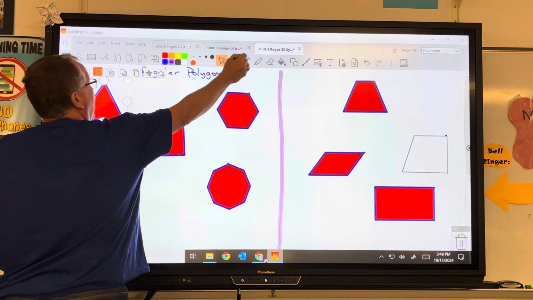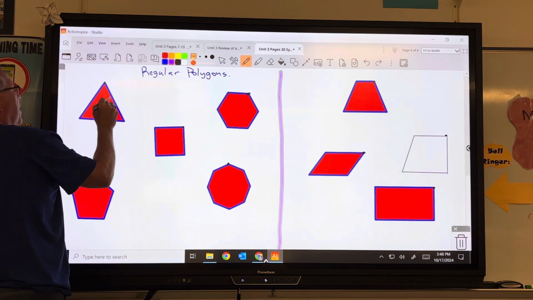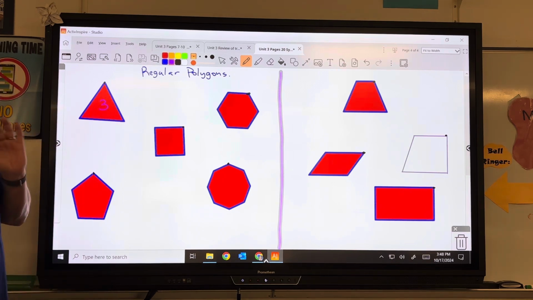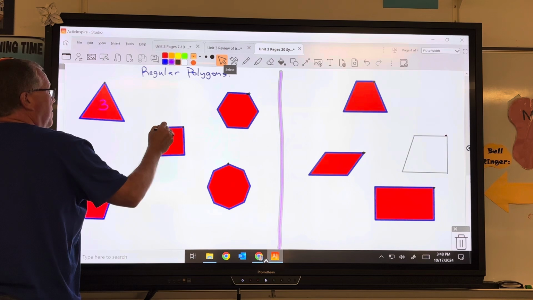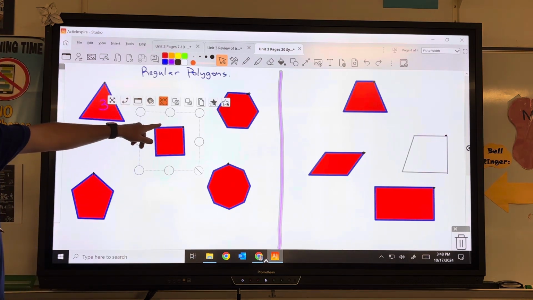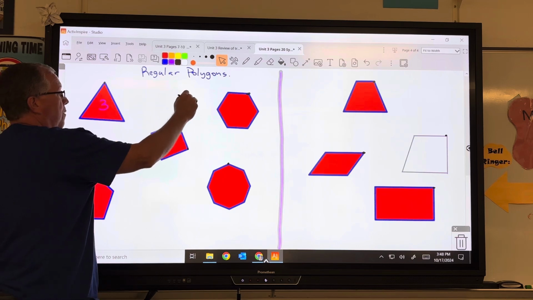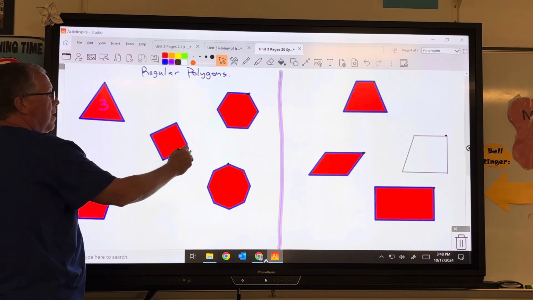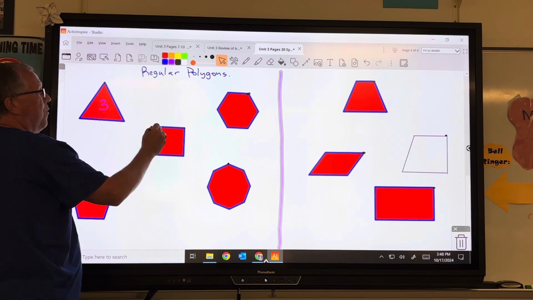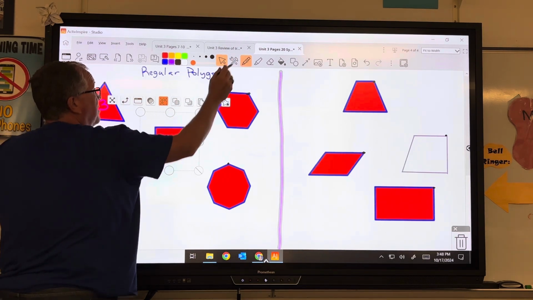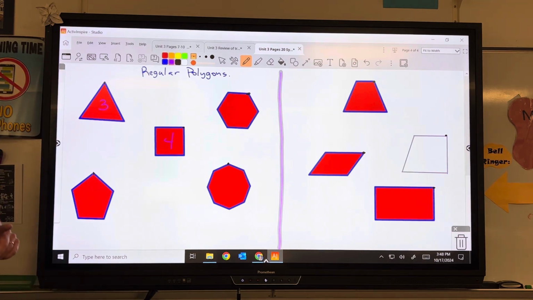Now remember, these guys are regular polygons. 360 degrees happened 3 times, right? I'm going to come over to my square, my regular quadrilateral. Same thing. Ready? We're going to go around. There's 1. There's 2. There's 3. And there's 4. So in 360 degrees, it happened 4 times.